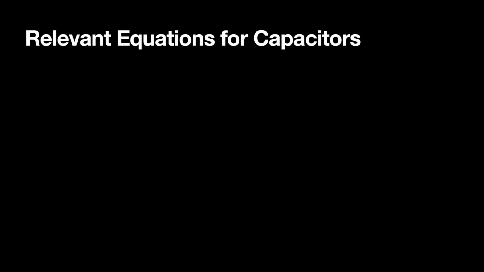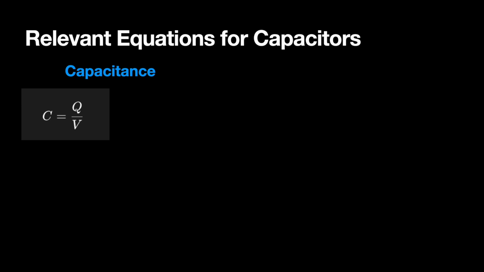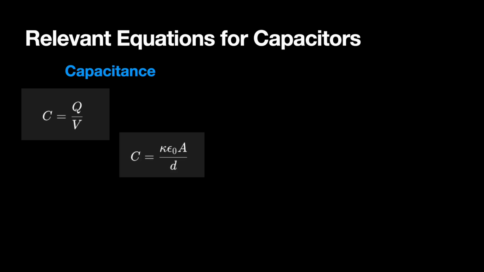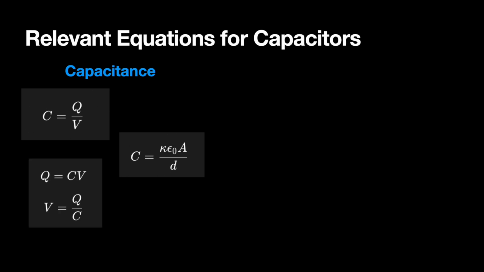Some relevant equations for capacitors include the equations for capacitance. There's a definition for capacitance, or charge over voltage, and there's one that includes area and the distance between the parallel plates. Additionally, you can rearrange the original expression to solve for charge and voltage.